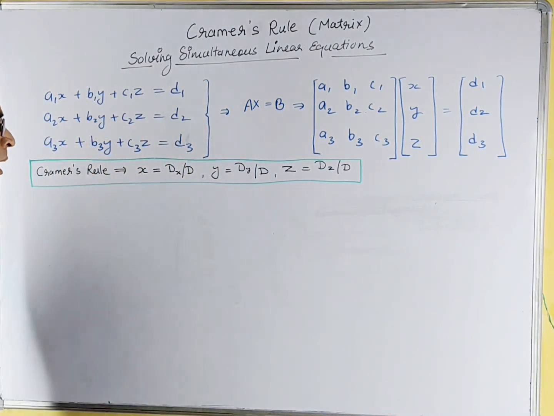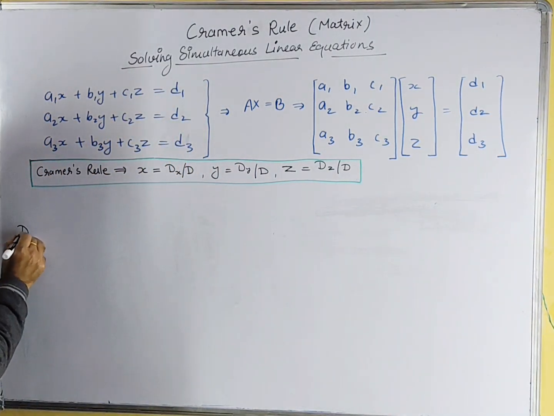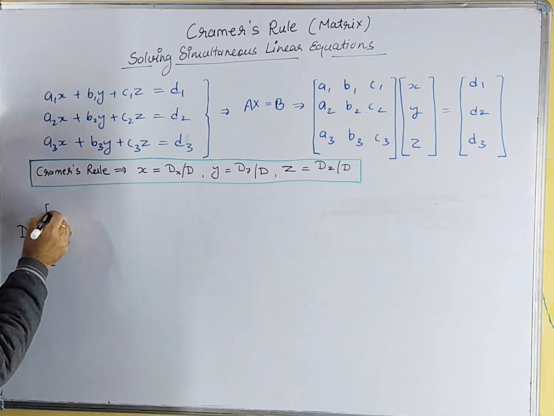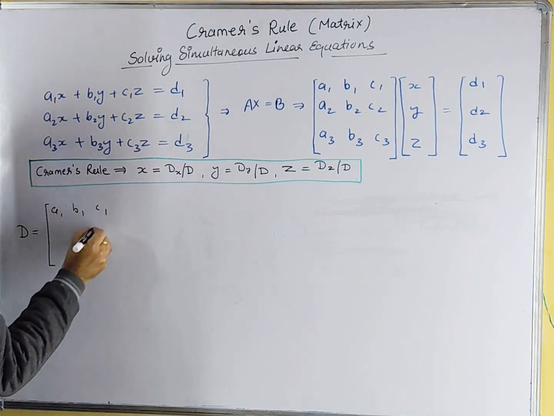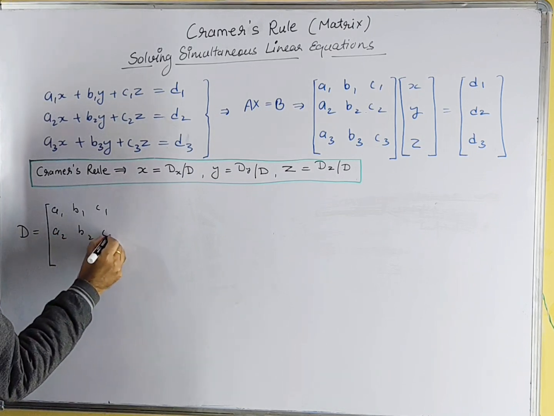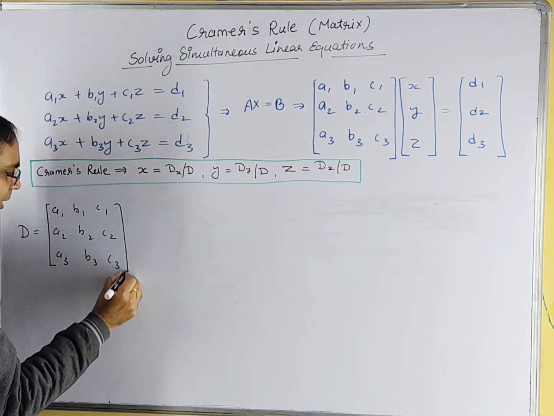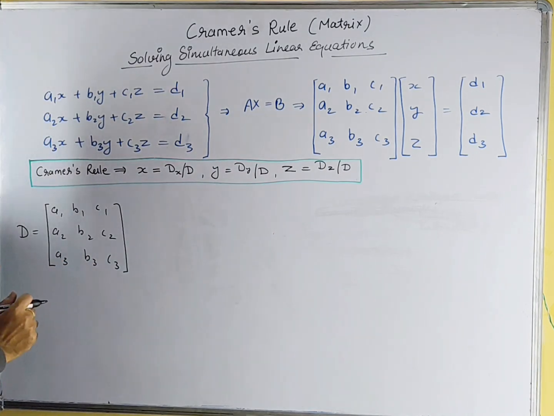It is very simple. Here d is represented as the matrix of coefficients. Here we can say this is matrix A. So this is a1, b1, c1, a2, b2, c2, a3, b3, c3. This is matrix D and we need to get the determinant of this matrix. Here we will write the determinant in place of D.